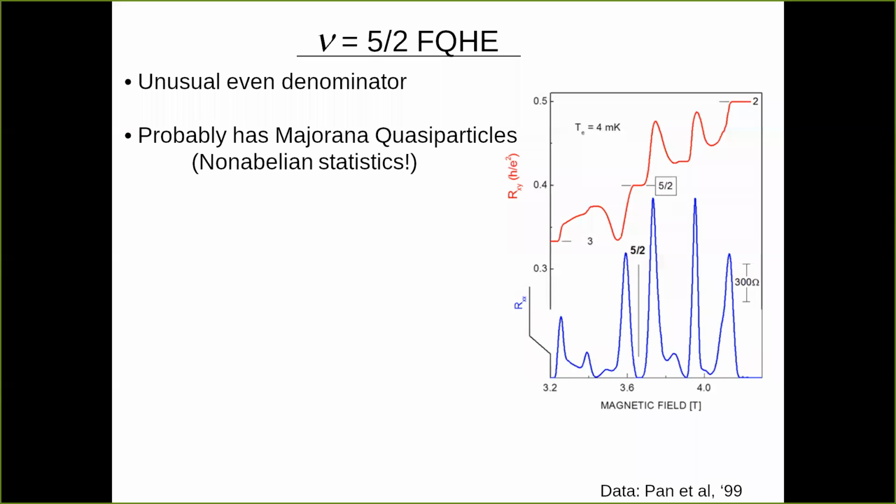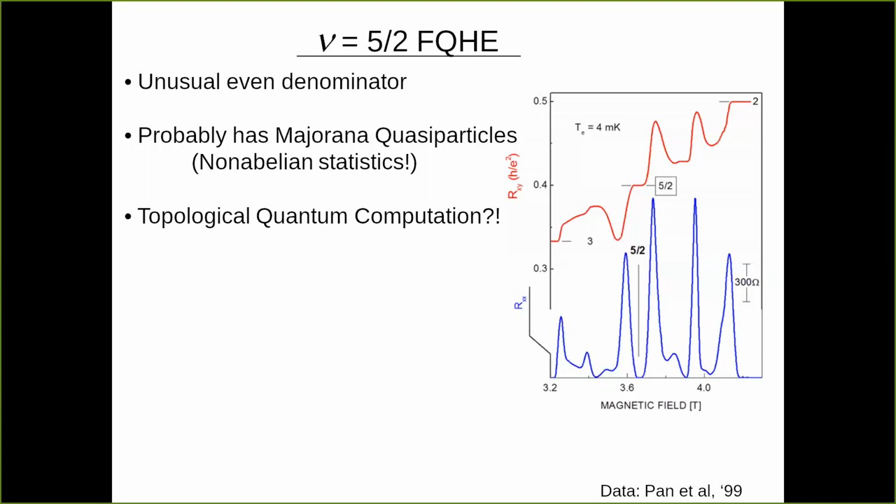It's believed that the quasi-particles of the 5/2 fractional quantum Hall state are Majorana in nature, and it's believed that they are non-abelian, meaning that braiding them makes a unitary transformation on a vector space.